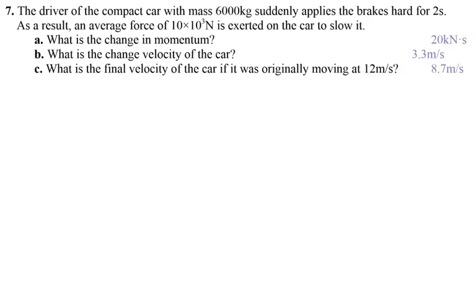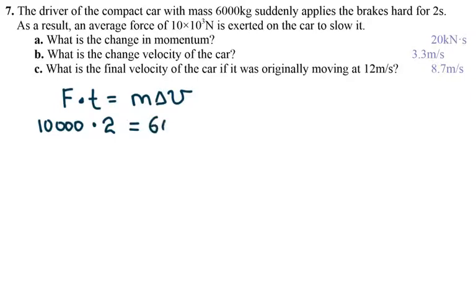So again, I'm going to write the formula. The force times the time is equal to mass times change of the velocity. The force that was applied is 10,000 newtons. The time it took to apply the force, 2 seconds, and it was average force. Doesn't mean it was always the same force, but over the whole time it was average of 10,000 newtons. The mass of the car is 6,000 kilograms. And what is the change of the momentum?